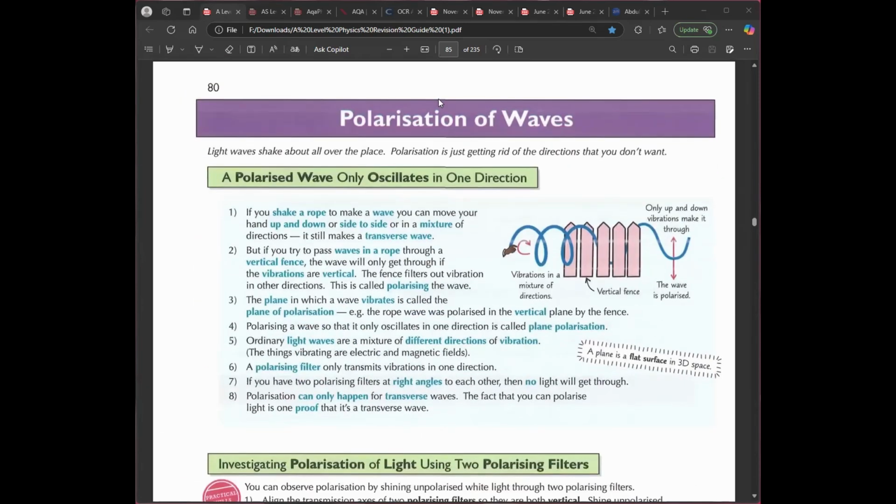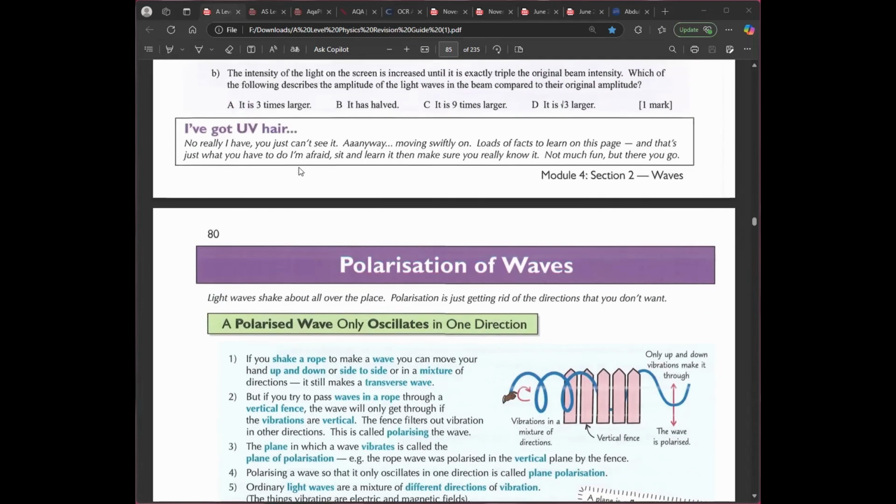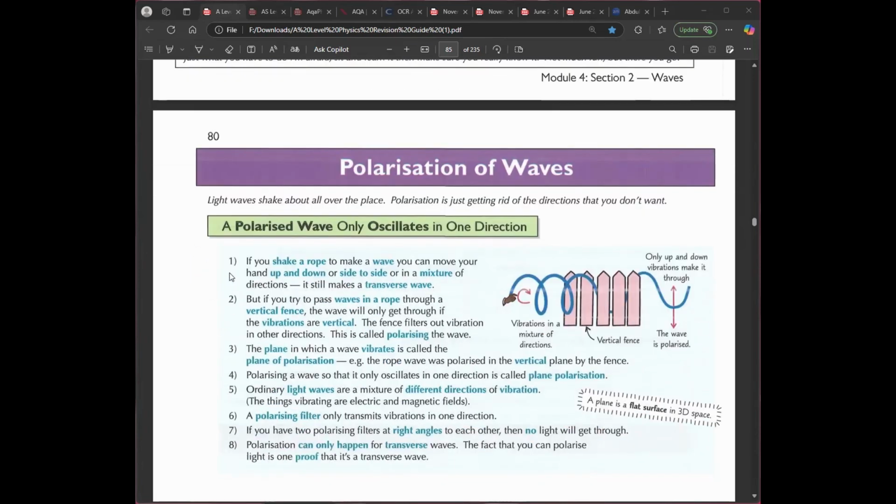Now, this is another phenomenon that can be associated with waves, but only with transverse waves. So polarization can be done, but only for transverse waves. You can't polarize sound waves because they are longitudinal. So far, everything we have read, like wavelength and frequency, is associated with all types of waves. But polarization can only be performed on a transverse wave and not on a longitudinal wave. So a polarized wave, which has been subjected to polarization, only oscillates in one direction.